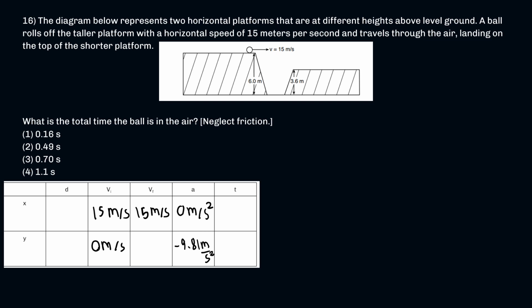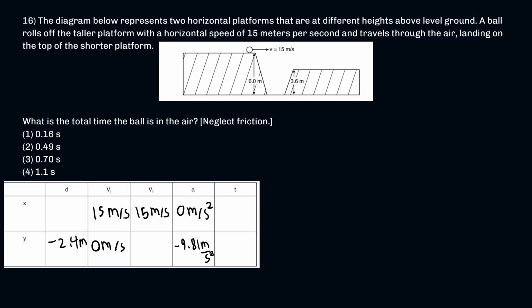Because I'm going downwards, I should have a negative displacement. So 3.6 minus 6.0 gives me negative 2.4 for my displacement. That is in the y direction, so negative 2.4 meters.